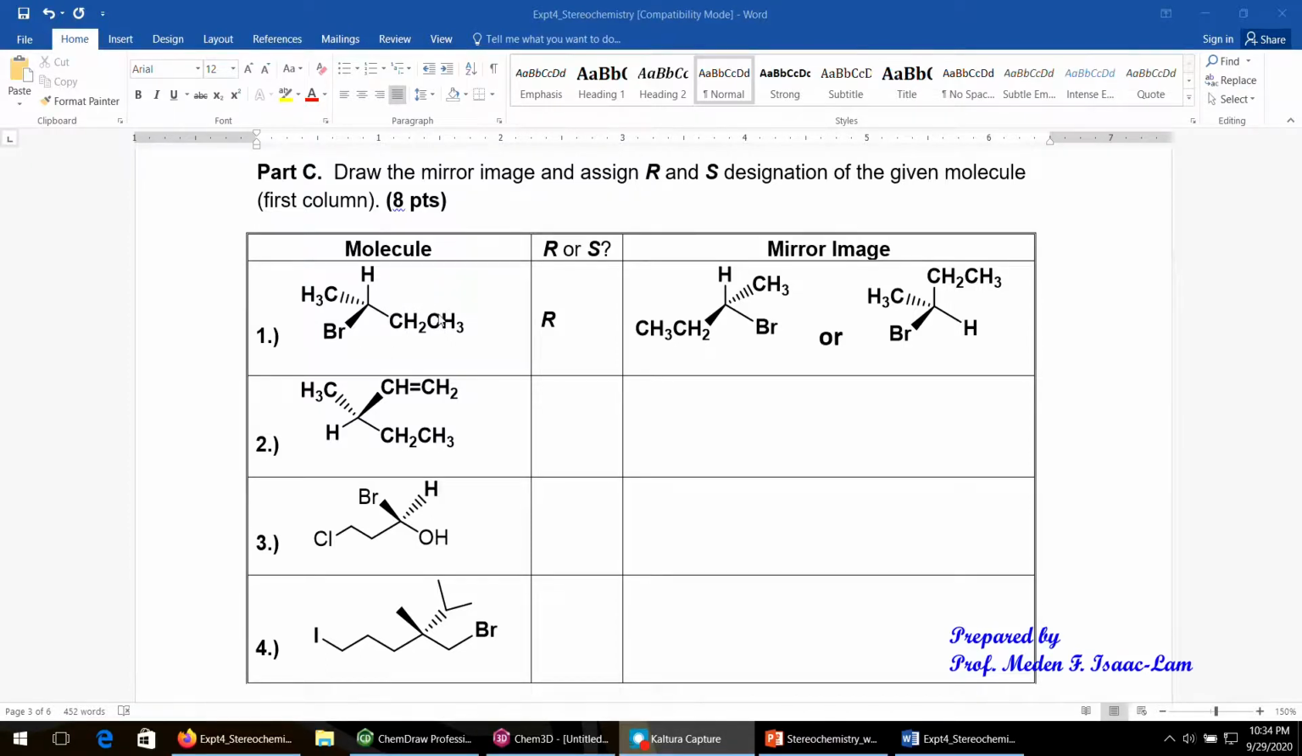The other way to draw the mirror image of this structure is to retain methyl and Br on the left, and then switch the position of the H and ethyl. So ethyl goes on top, H to the bottom or to the right. You're going to do the same thing for numbers 2, 3, and 4. Determine the configuration of this structure. Write it here. The same thing for this. Write it here and write it here. And then draw the mirror image for the given structure.